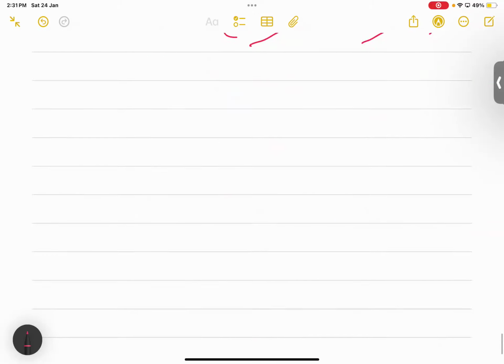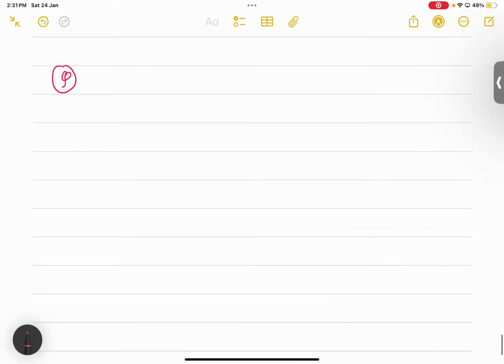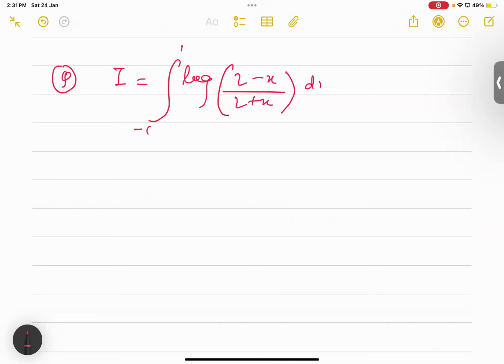Next question. Integration from -1 to 1 of log of (2 minus x) upon (2 plus x). Minus a to a. What should strike you in the first place? Minus a to a: even and odd function. We need to test. Minus a to a, same value: -2 to 2, -3 to 3.